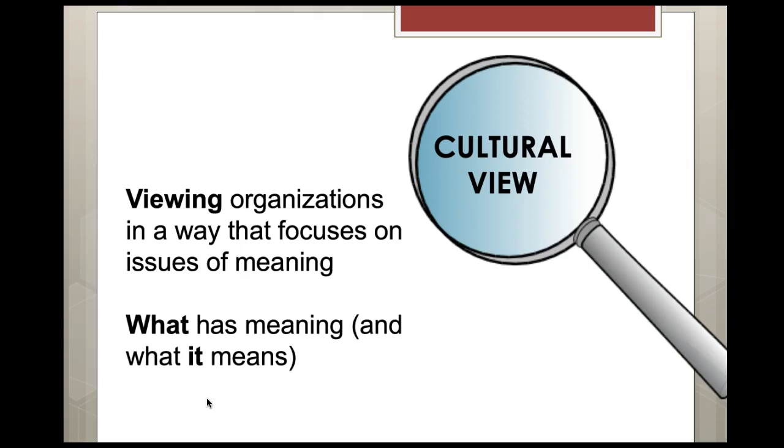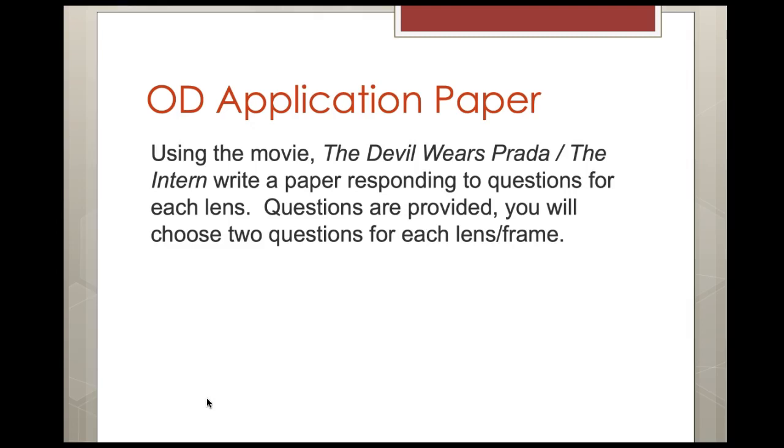And then finally, the fourth lens or frame is a cultural lens. Bolman and Deal call this the symbolic frame. And this is viewing organizations in a way that focuses on issues of meaning in the organization. So what has meaning and what it means in different organizations. That's a quick overview of each one of the frames.